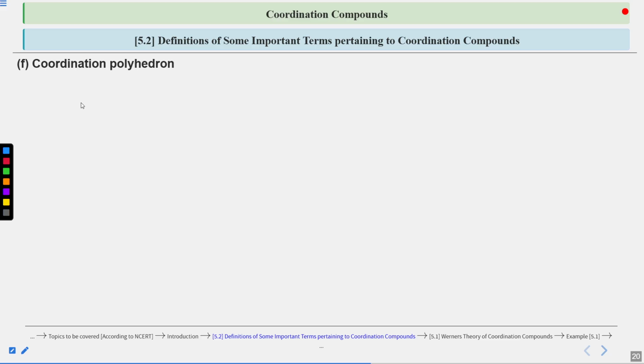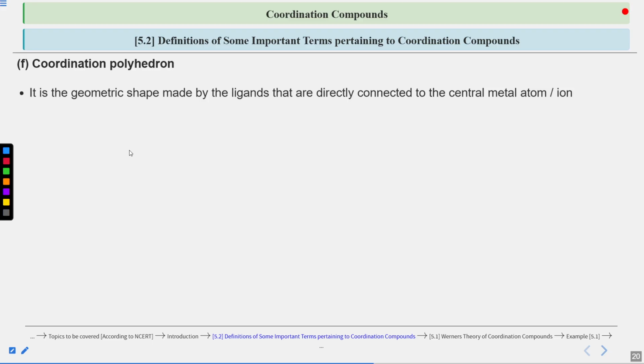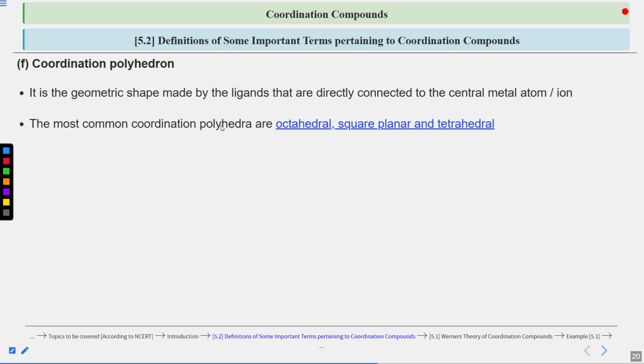Let's see another important term, that is coordination polyhedron. It is a geometric shape which is made by the ligands that are directly connected to the central metal or ion. We call the geometric shape of the coordination compound, formed by the arrangement of the ligands directly connected to the central metal or ion, a coordination polyhedron. The most common coordination polyhedra are octahedral, square planar, and tetrahedral. These are the common geometries shown by coordination compounds.